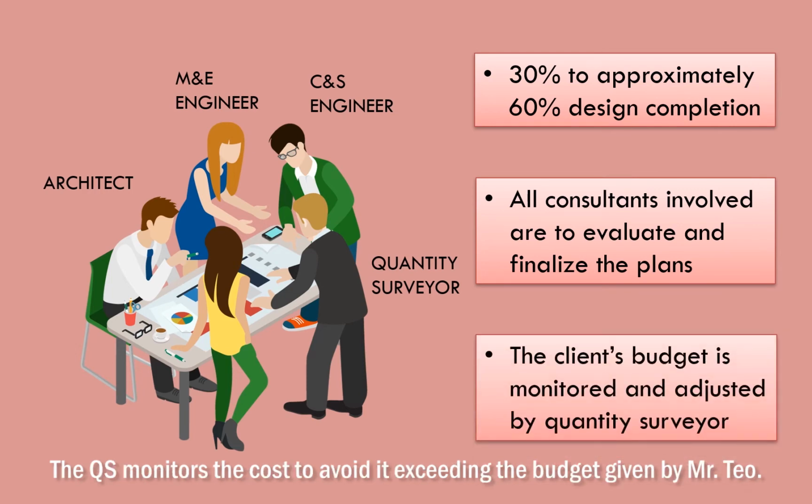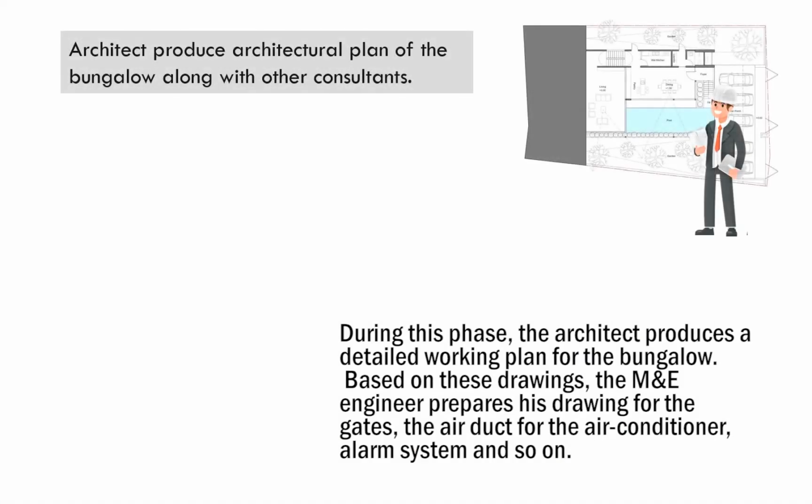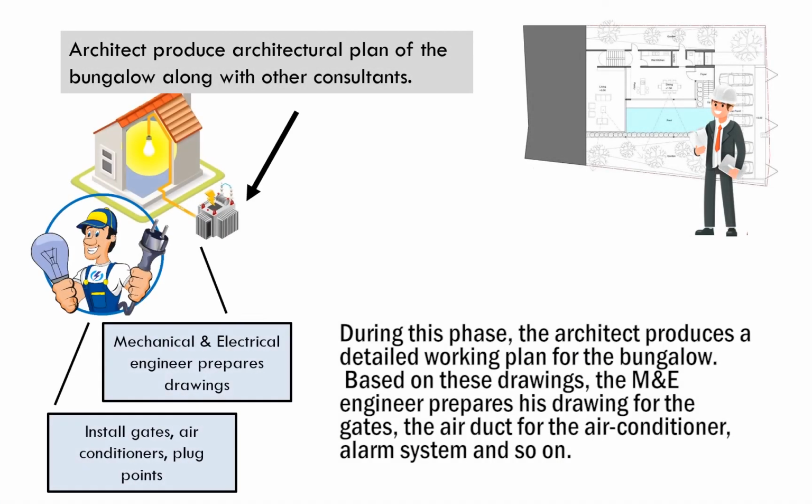The QS monitors the cost to avoid it exceeding the budget given by Mr. Teo. During this phase, the architect produces a detailed working plan for the bungalow. Based on these drawings, the M&E engineer prepares his drawing for the gates, the air duct for the air conditioner, alarm system, and so on.